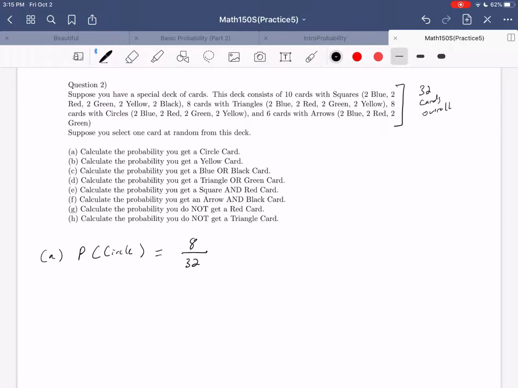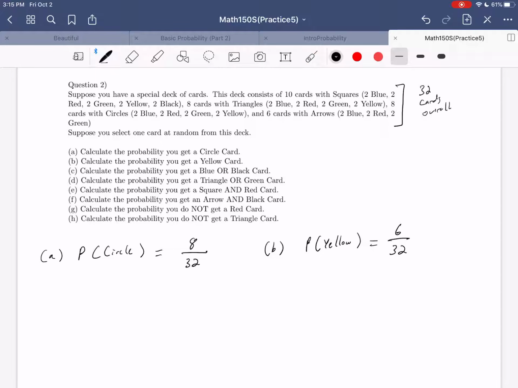All right, let's go ahead and get the probability that we get a yellow card. So how can we determine that? Well, we need to figure out how many yellows there are. So there are 2 yellow squares. There are 2 yellow triangles, so that's 4 overall. There's 2 yellow circles, that's 6. And there are no yellow arrows, so we have 6 yellow cards overall. So this would be 6 out of 32. Still out of 32 because, again, there's 32 cards overall.